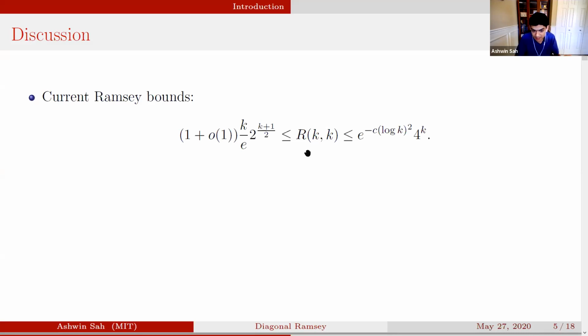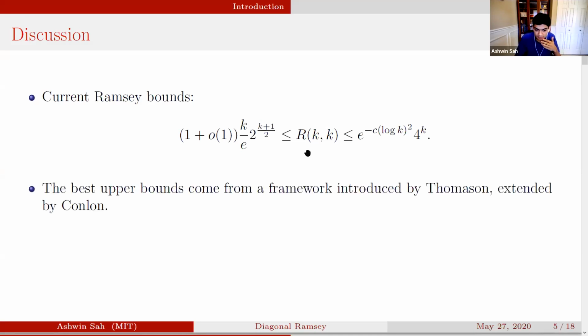Here, this is the best known lower bound, which is around k over e times 2 to the k plus 1 over 2. As mentioned, the best upper bounds are coming from this framework, which was introduced by Thomason and extended by Conlon and further extended by myself.